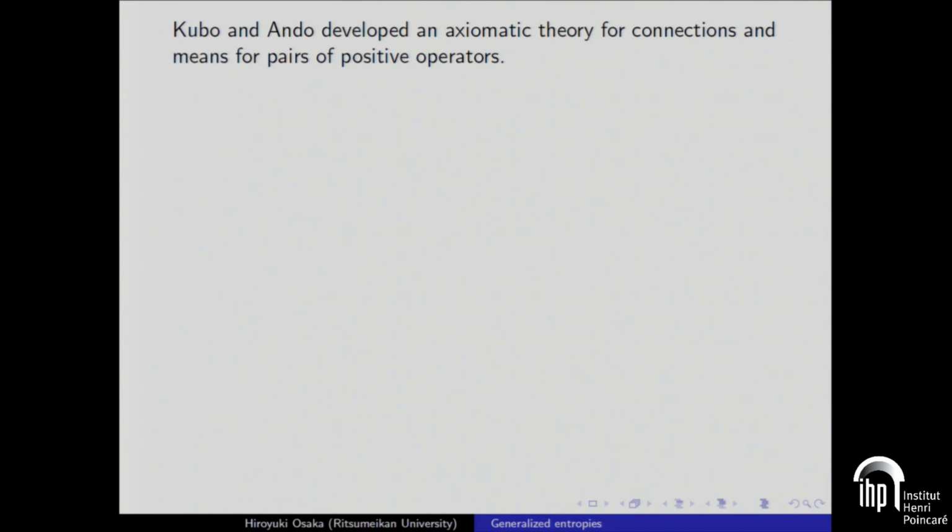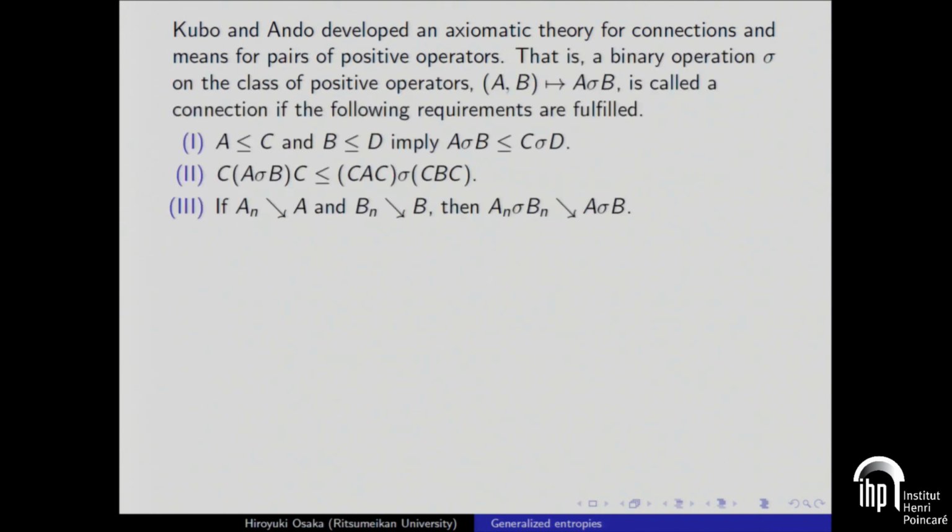Another important result is the operator monotone function. The class of operator monotone functions corresponds to the operator mean. That appeared in the title of my talk. That was done by Kubo and Ando. Here is the definition, at first, of an operator connection. An operator connection is some binary operation on positive operators satisfying three conditions.